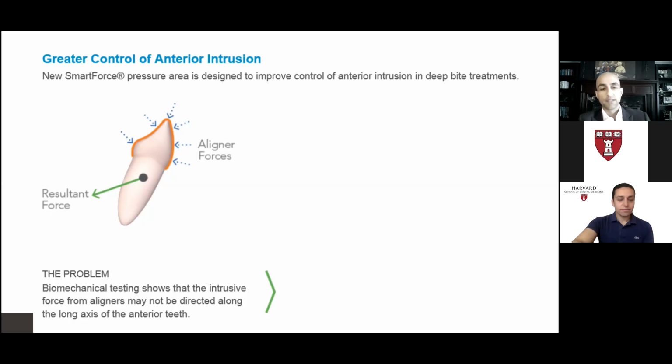But what Invisalign realized on the bench is that when they were analyzing the force system for intrusion, the sum of these vectors that you're seeing around the clinical crown of the lower incisor should really equal a resultant vector that is going down the long axis of the tooth. So right down the long axis of the root to get effective intrusion, when in reality, what they realized on the bench was that the sum of these vectors was going off at a 45-degree angle. So that is obviously not an efficient force system for intrusion.